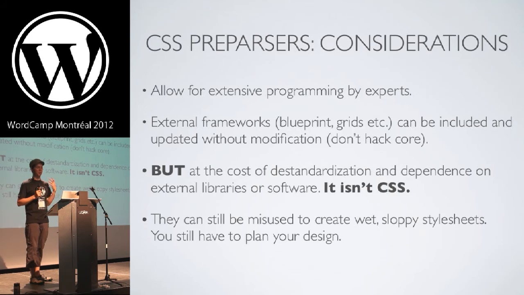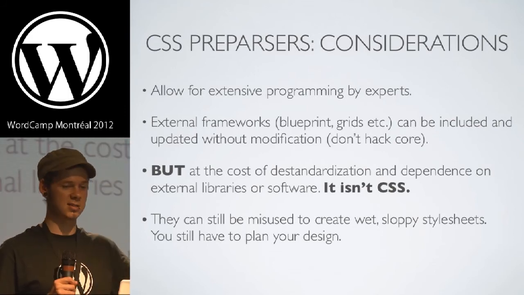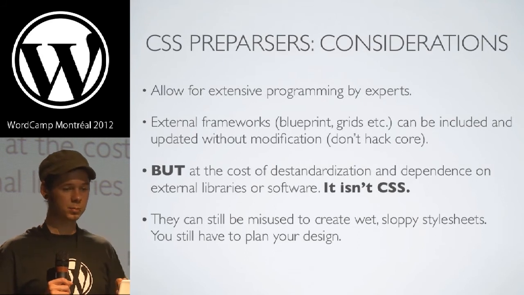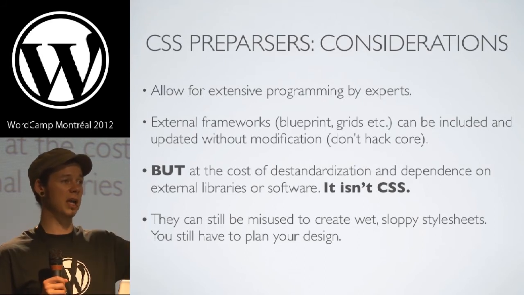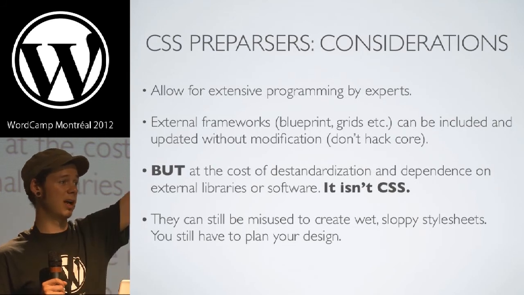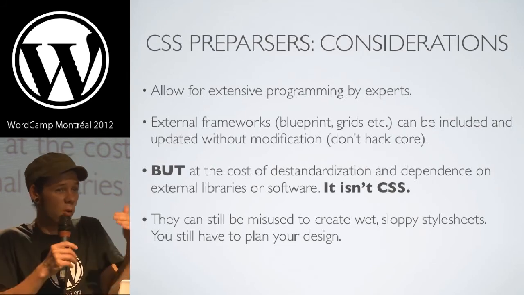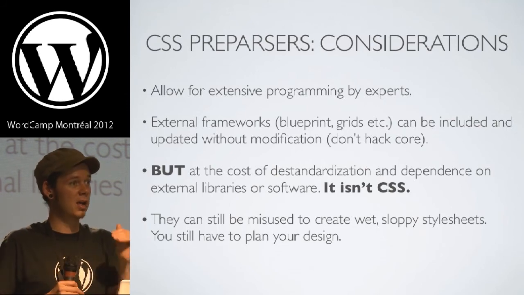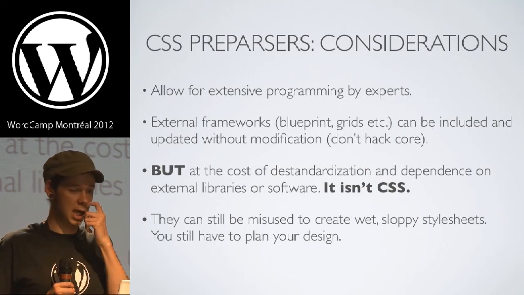If you have an external framework, then this works really great with them, like Blueprint and grids and all these different ones that give you a preset set of styles. Then you can have your style sheet separate and just add things in. And then if they update, you can just update the parent document and leave your Less or Sass document completely isolated from that, so that it just starts inheriting the new ones instead.